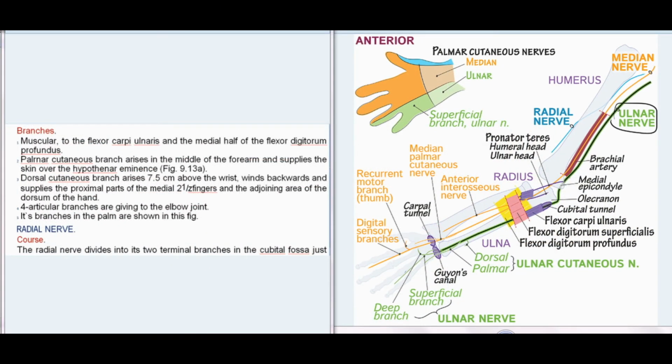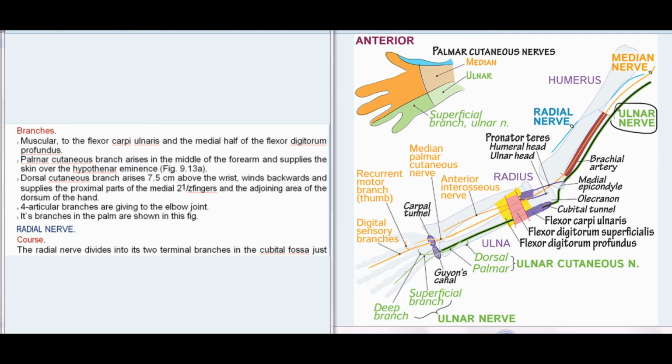Branches. 1. Muscular, to the flexor carpi ulnaris and the medial half of the flexor digitorum profundus. 2. Palmar cutaneous branch arises in the middle of the forearm and supplies the skin over the hypothenar eminence, Fig 9.13a. 3. Dorsal cutaneous branch arises 7.5 cm above the wrist, winds backwards and supplies the proximal parts of the medial 1½ fingers and the adjoining area of the dorsum of the hand. 4. Articular branches are given to the elbow joint. 5. Branches in the palm are shown in this figure.